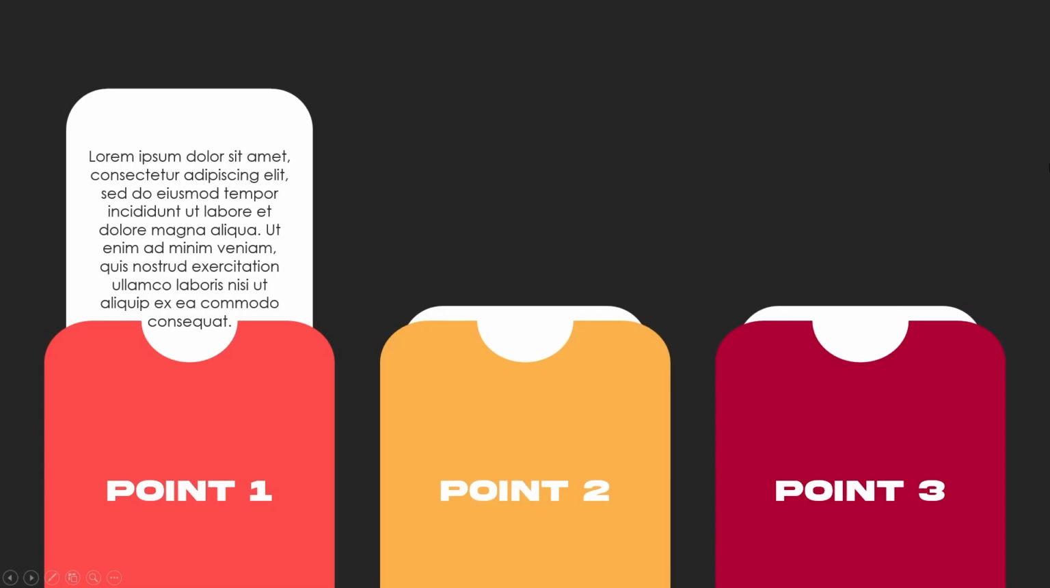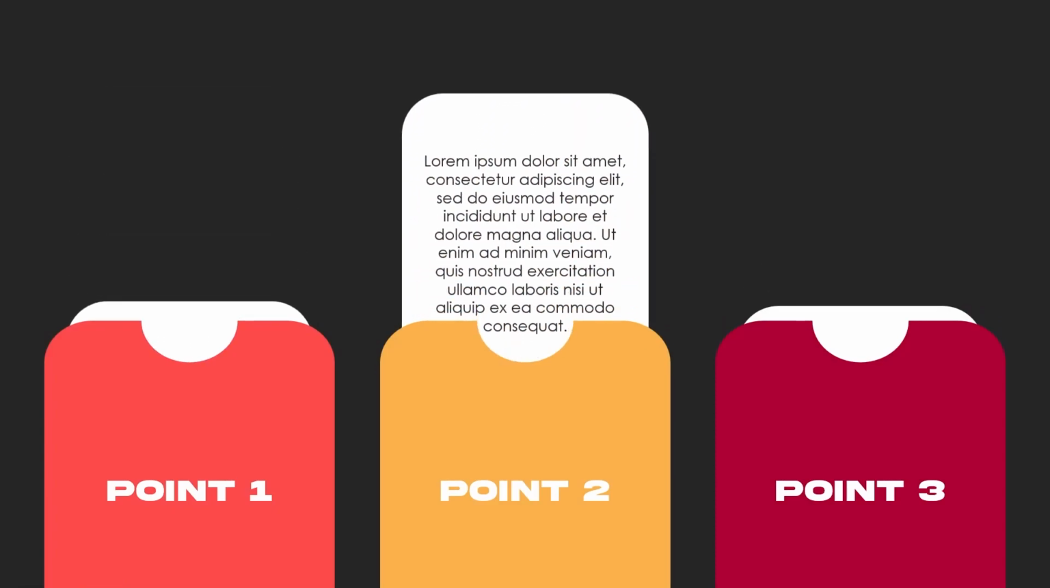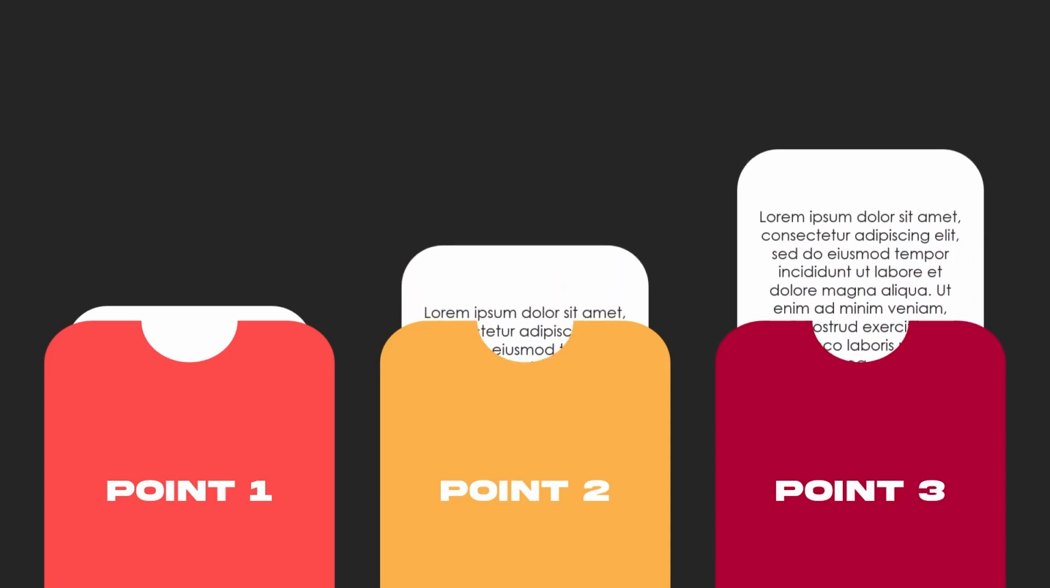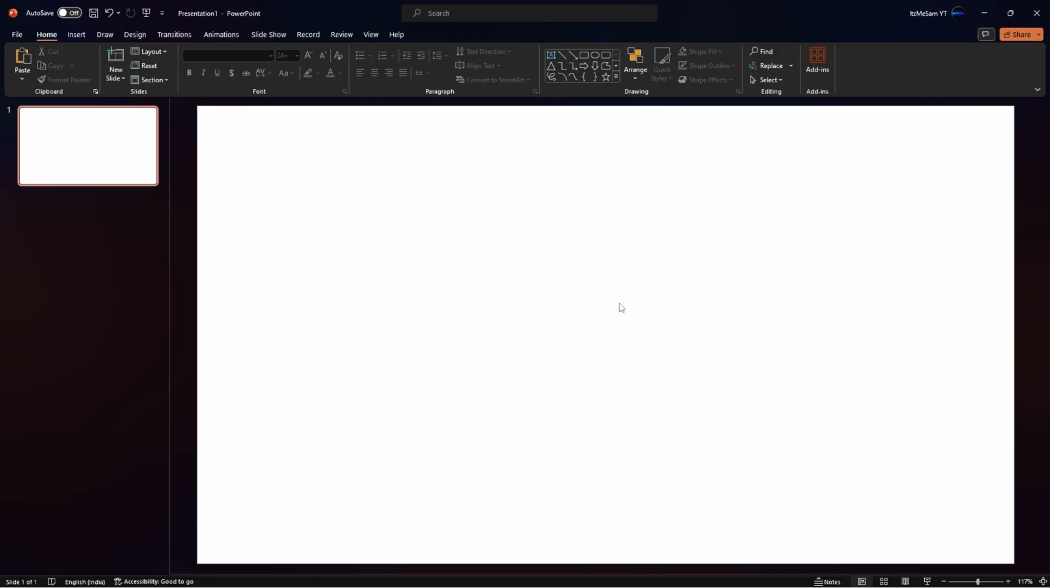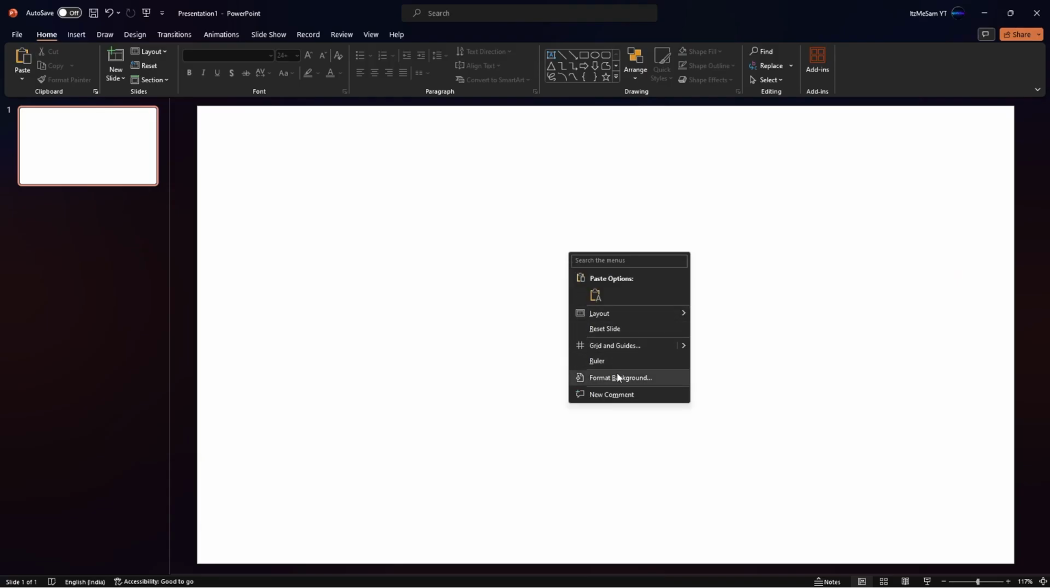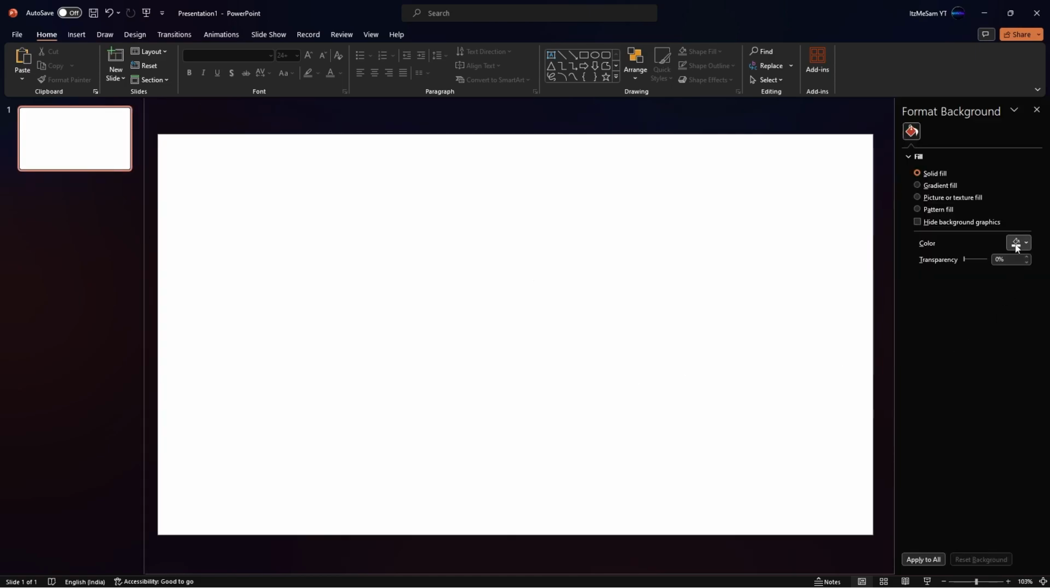In this video, I'm going to show you how to make this folder morph transition. So now starting with a blank slide, right-click the background and click on Format Background. Now change the background color to something a little bit darker.